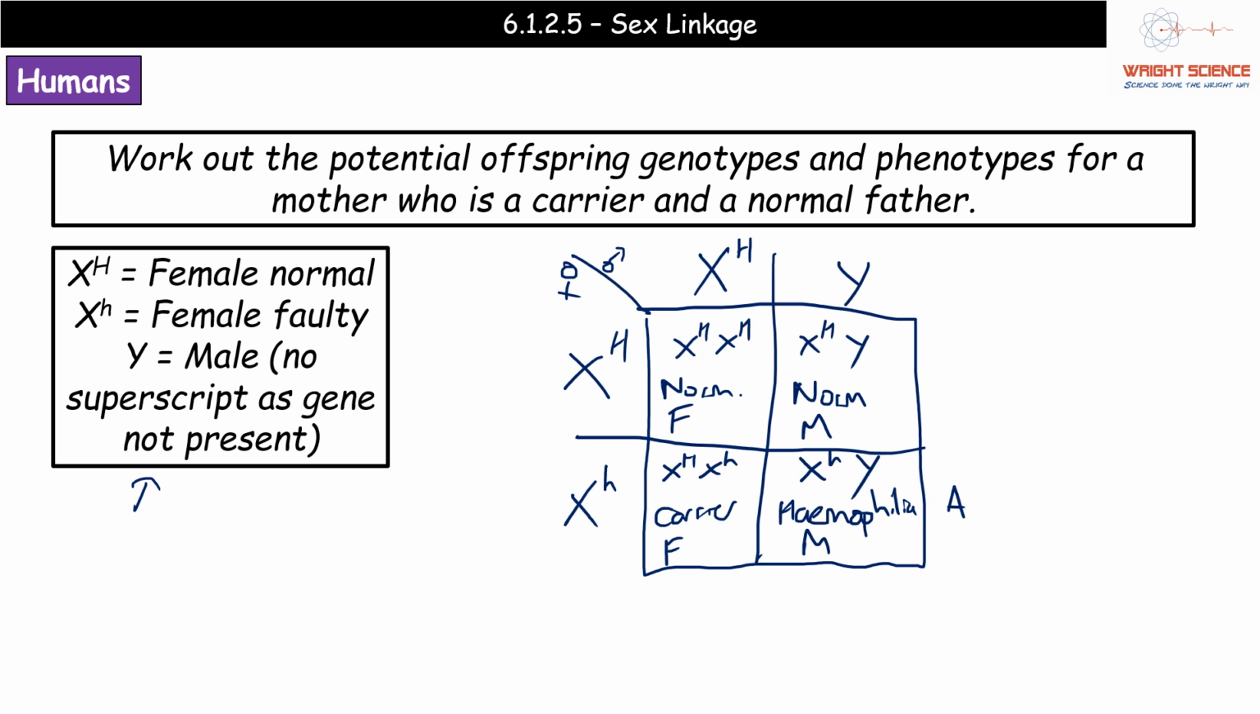So basically what we can see from this is that two of these potential offspring are going to be normal non-carriers. One is going to be a carrier, could only be female as a carrier, remember, and one is the male with the condition.